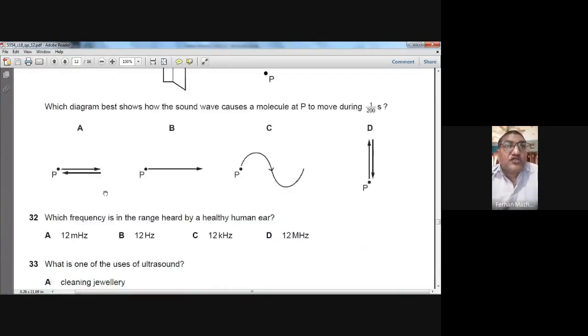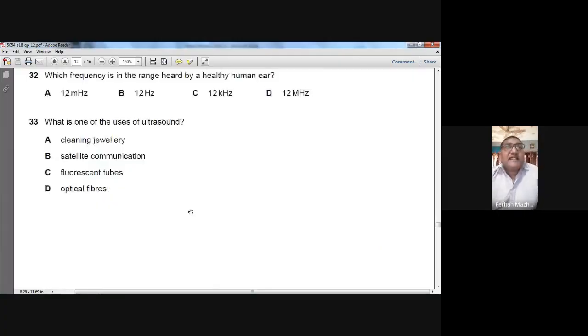Question number 32 is on your screen. Which frequency is in the range heard by a healthy human ear? The human ear can hear from 20 hertz to 20,000. So 12K is the answer. C is the option. 12,000 hertz. So question number 32, C is the option.